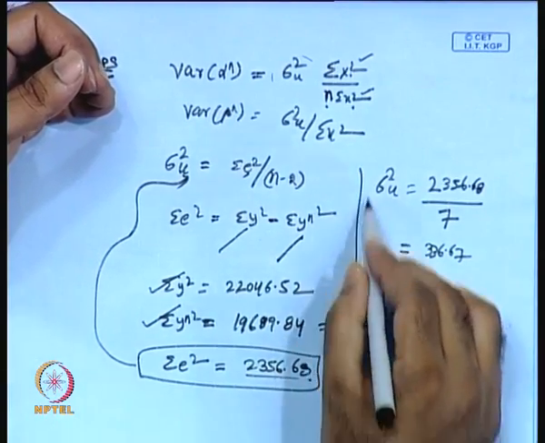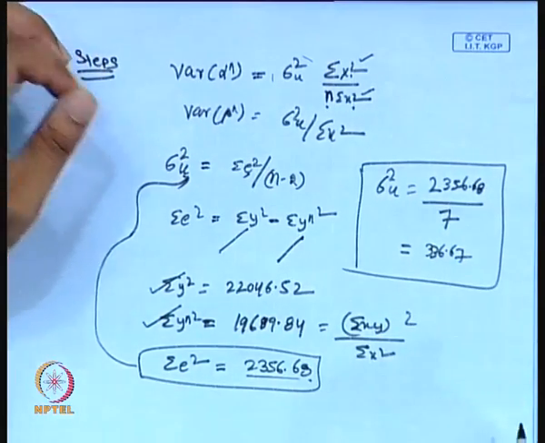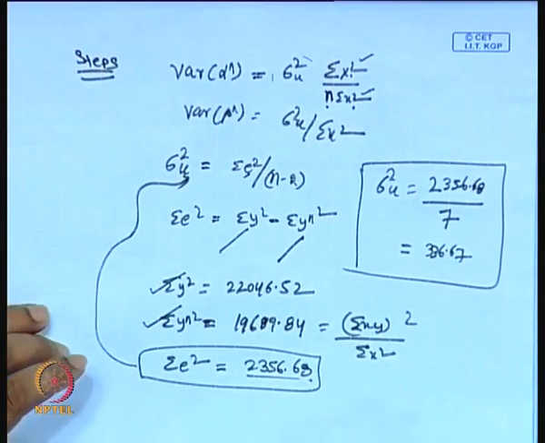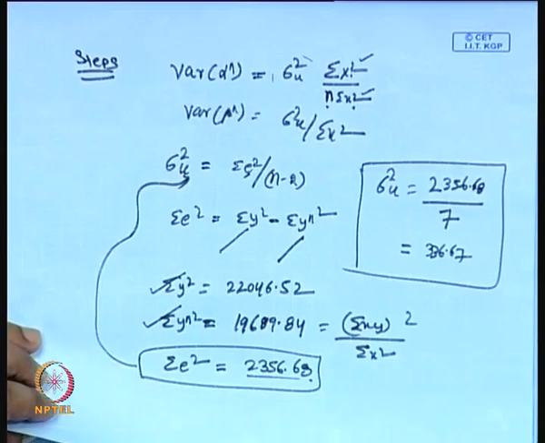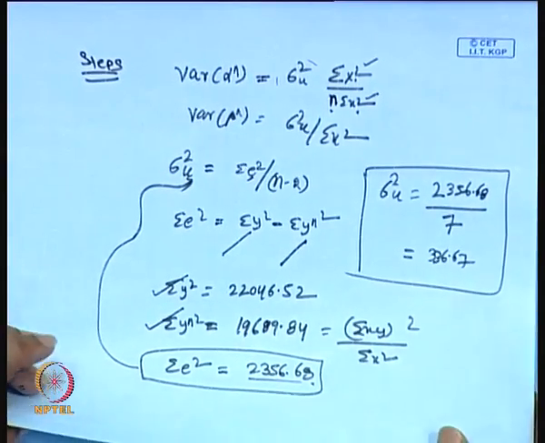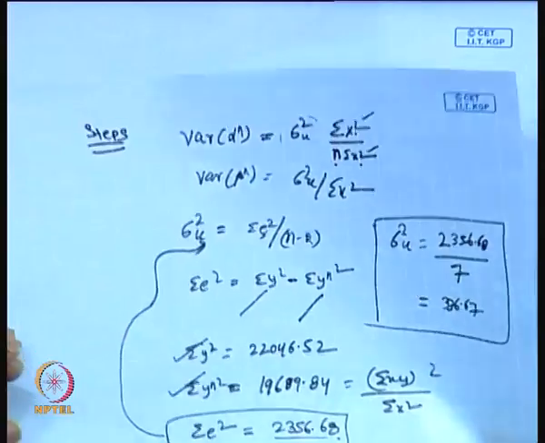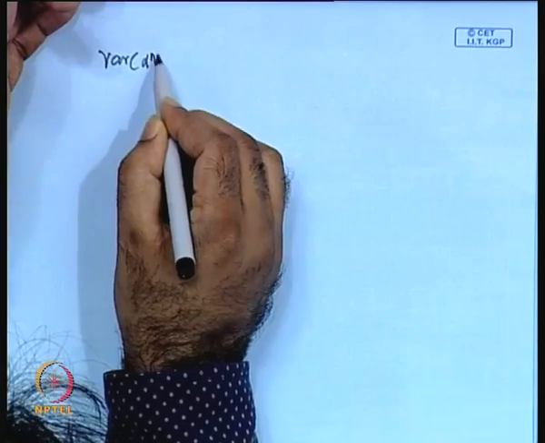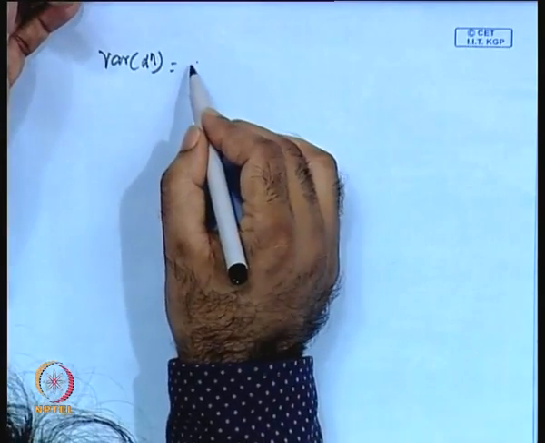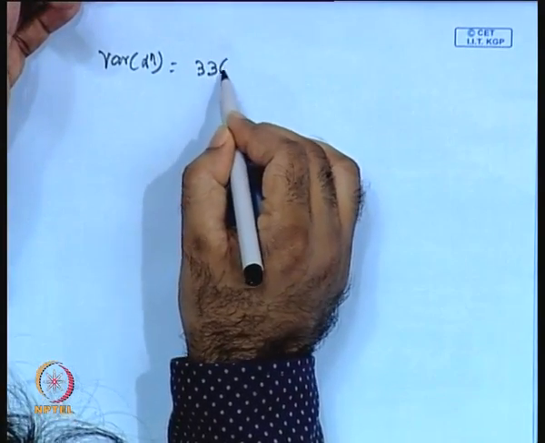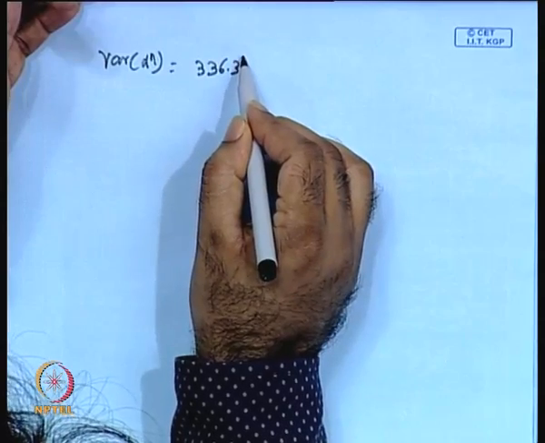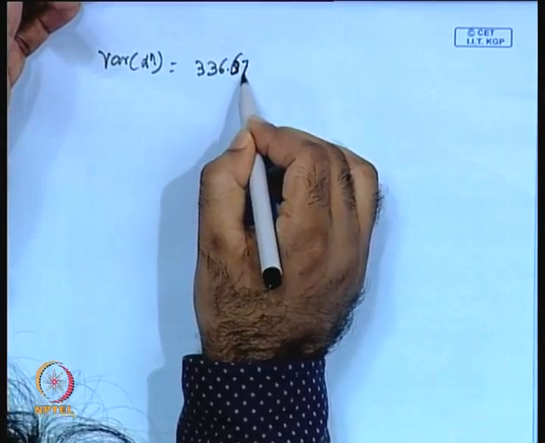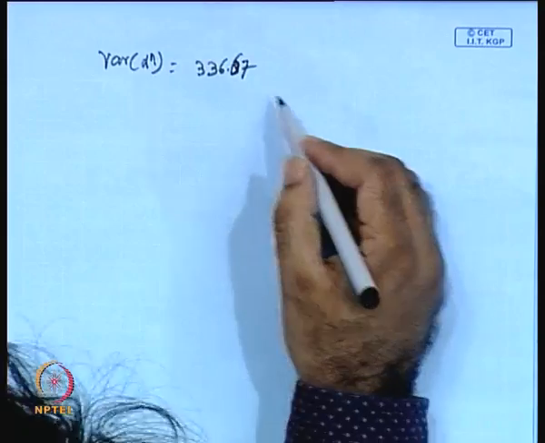So, this is the error variance. Now with the help of the error variance, you can get the variance of alpha head and variance of beta head. What is the error variance of alpha head here? Variance of alpha head is equal to, sorry, 336.67. This is what we have derived right now.